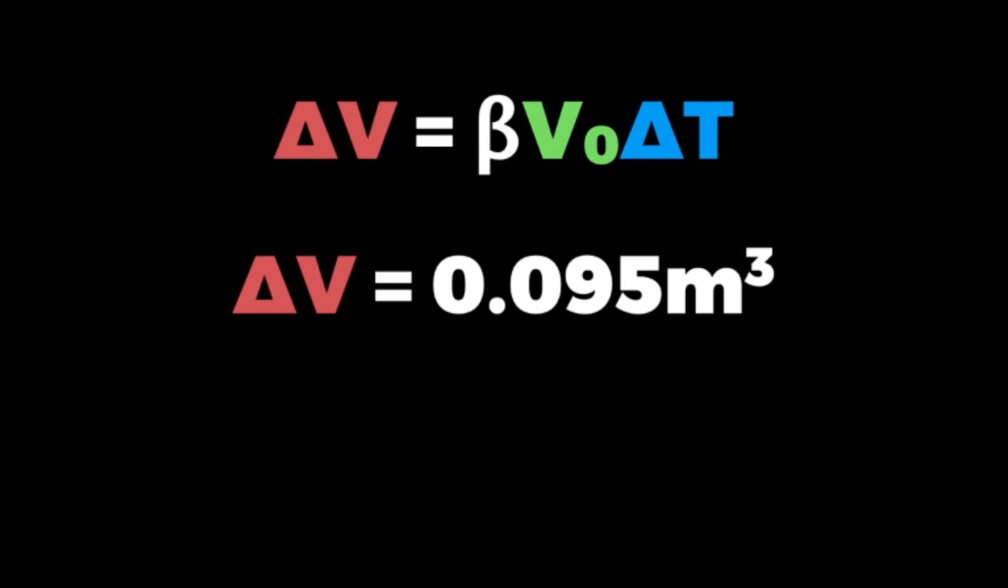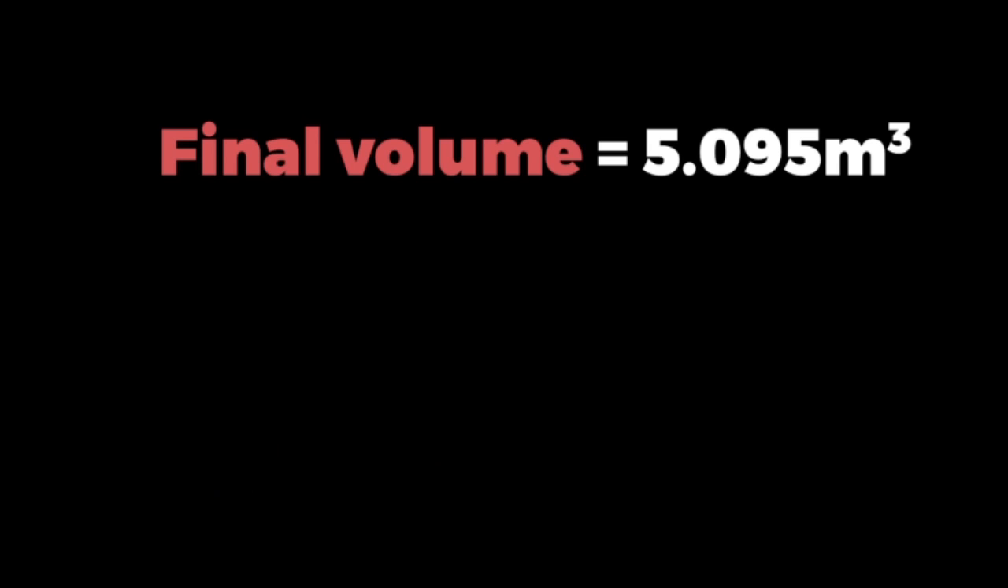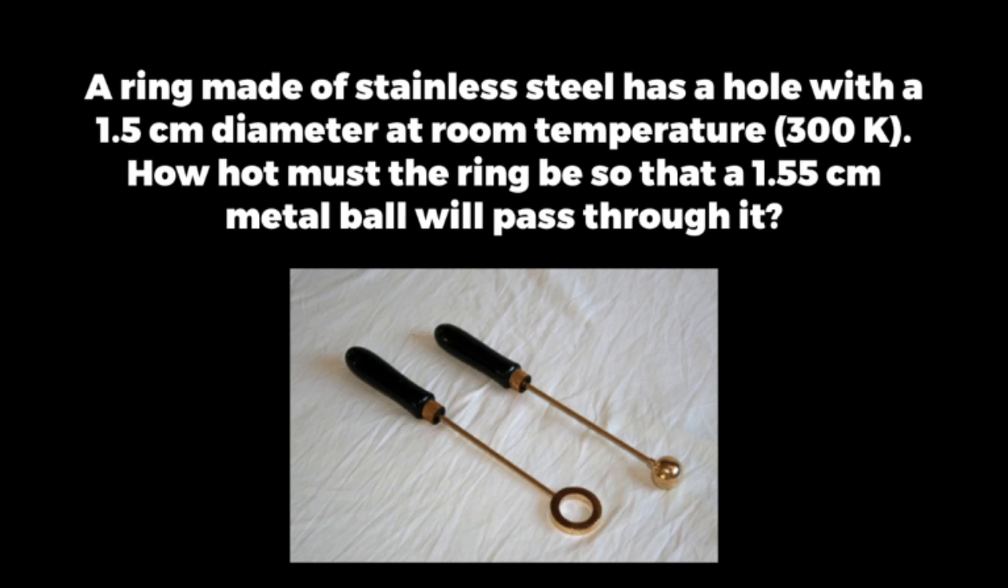If we want to know the final volume of the gasoline, we'll have to add the change in volume to the original volume, and if we do that, we'll get 5 plus 0.095, which is 5.095 meters cubed, and that's the final volume of the gasoline. Now, we know that the bucket can only hold 5 meters cubed, so the amount of gasoline that will spill out of the bucket is 0.095 meters cubed, which is the answer. Now let's go over another example problem.